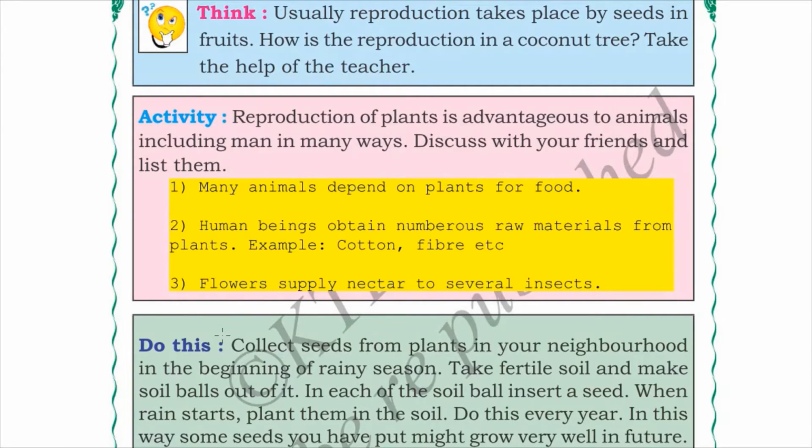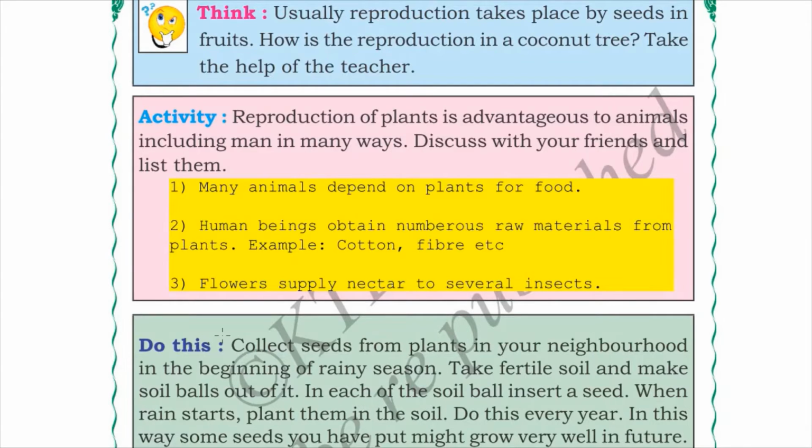The next advantage is to human beings, we obtain numerous raw materials from plants. So we obtain raw materials such as cotton, fiber, etc. from plants. If reproduction in plants is absent, then we will not be able to obtain all these from plants.